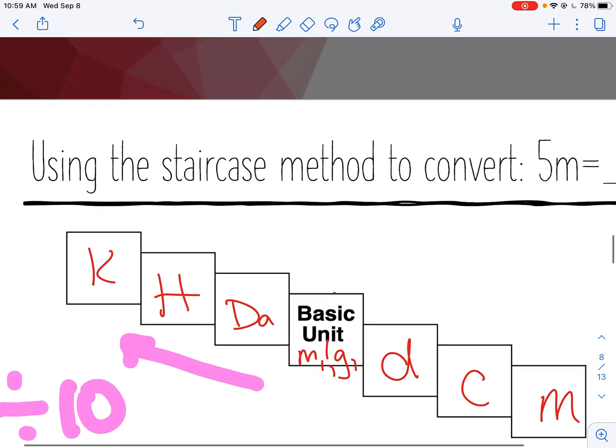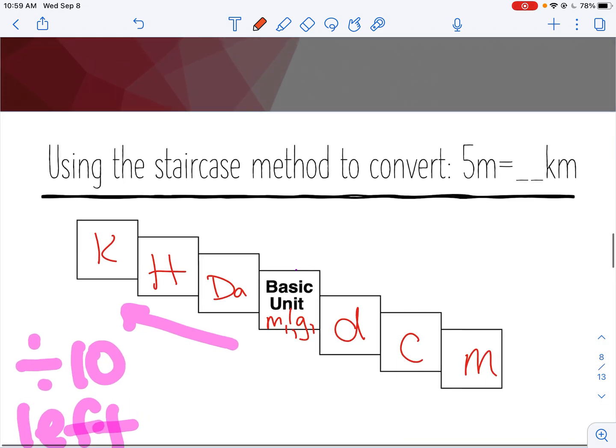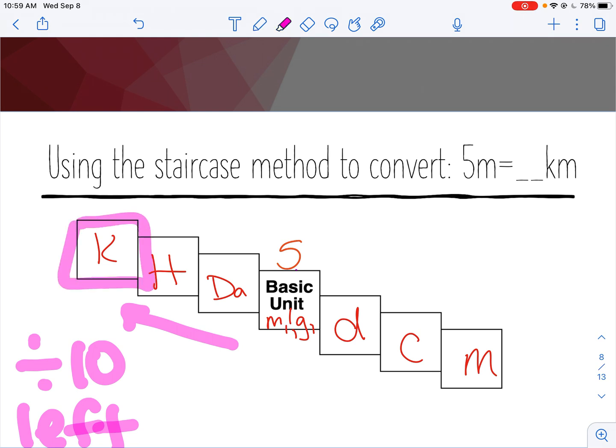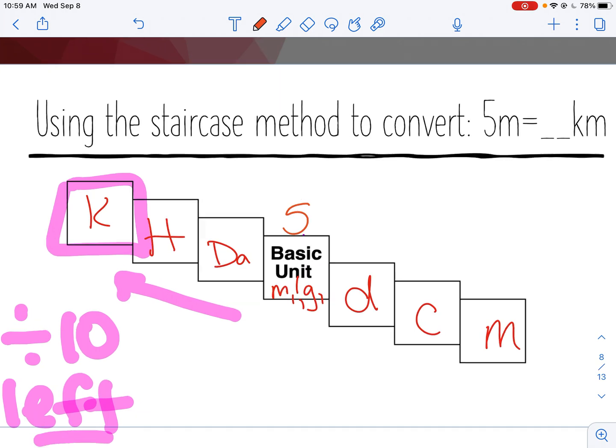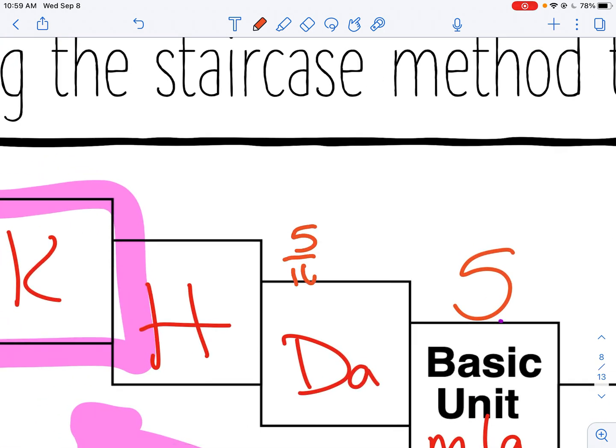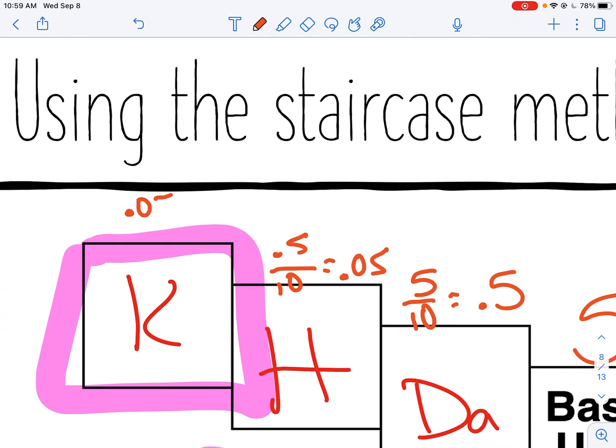So let's give it a try. Let's see if we can do this. So I have 5 meters, and I would like to go to kilometers. All right, so if I want to go to kilometers, I'm going up to the left. So that means I need to move my decimal to the left or divide it by 10. So 5 divided by 10 gives me 0.5. 0.5 divided by 10 gives me 0.05. 0.05 divided by 10 gives me 0.005. So there would be my final answer, 0.005.